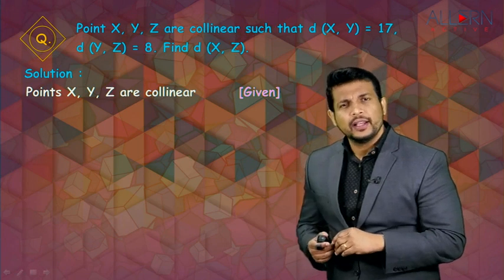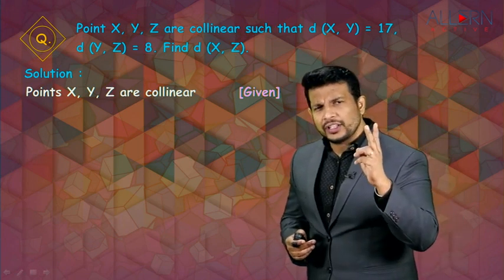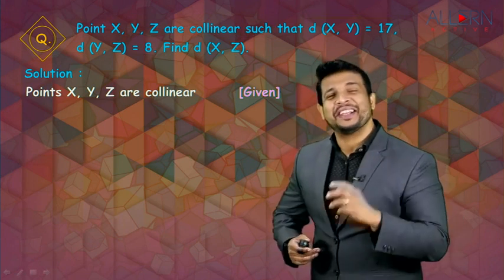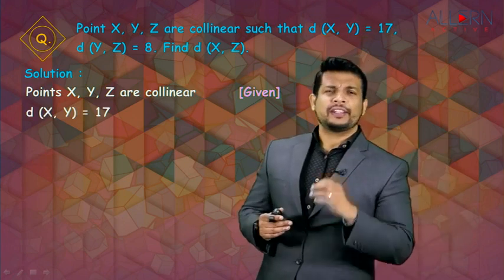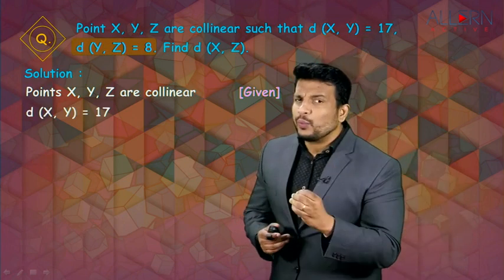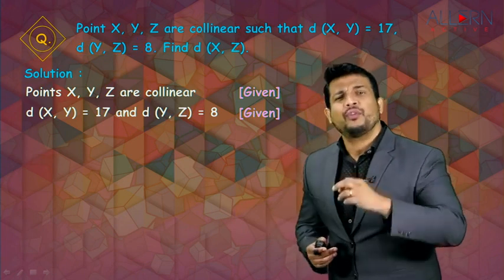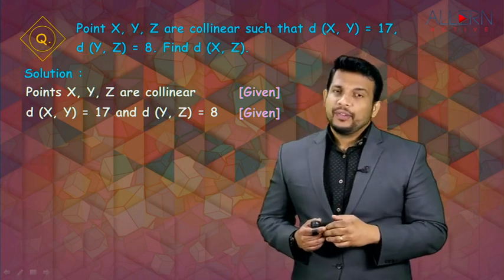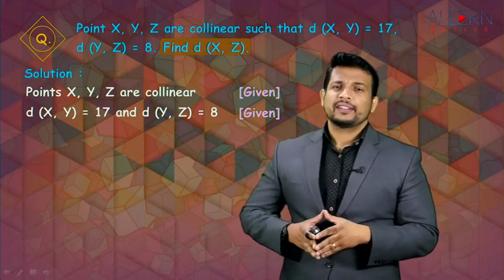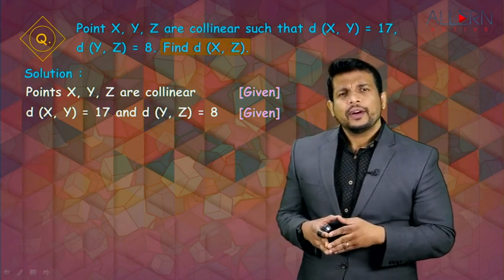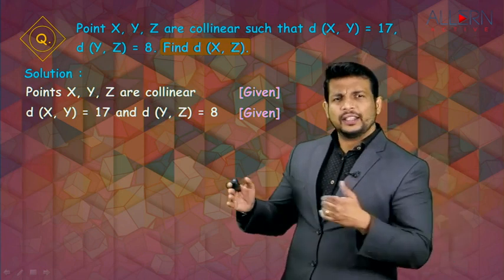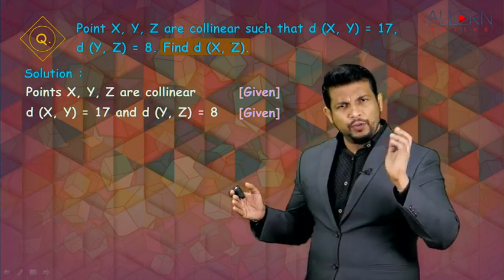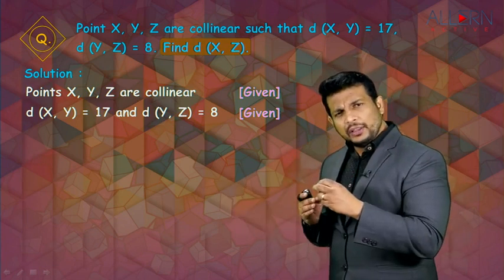They're collinear. There are two pieces of information given: the distance between X and Y is 17 units, and the distance between Y and Z is 8 units. Find the distance between X and Z, right? But when we say we need to find the distance between X and Z, you know what? We don't know. We know one thing, that these 3 points are on the same line, but there can be 3 possibilities.